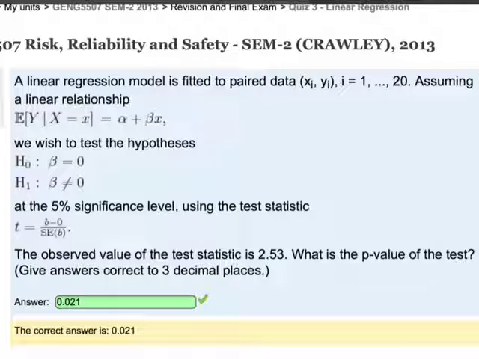So again, this is fairly straightforward as long as you recall that a linear regression has a beta value with a t-distribution of n minus 2 degrees of freedom. So hopefully that's starting to become familiar by now. So we've got 20 is our n, so n minus 2 is 18 degrees of freedom, and we're going to go looking for a t-statistic of 2.53. Now this is going to be reasonably tricky in our table, but we'll go have a look at what we see.